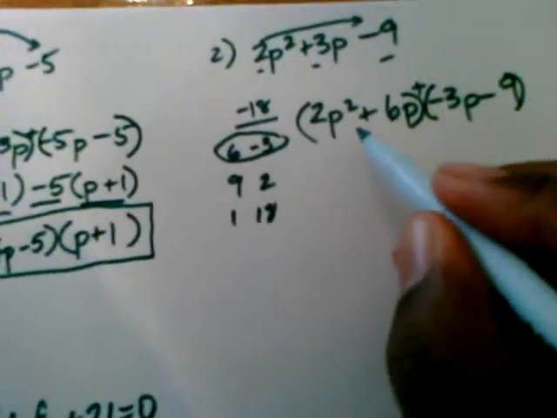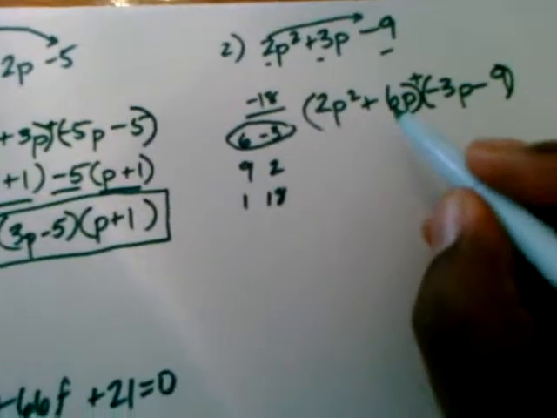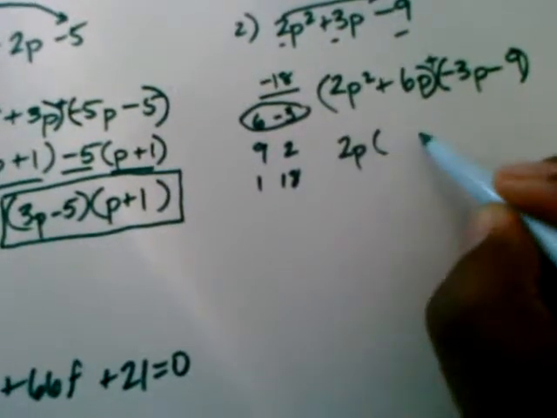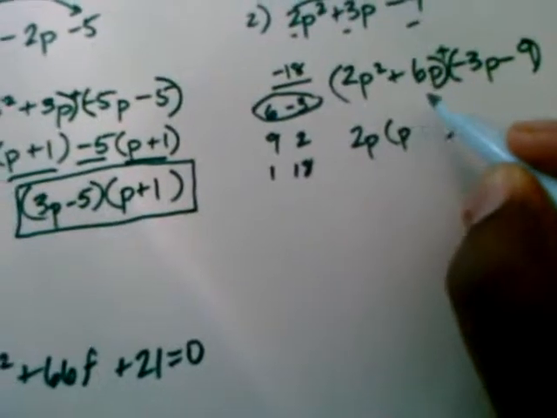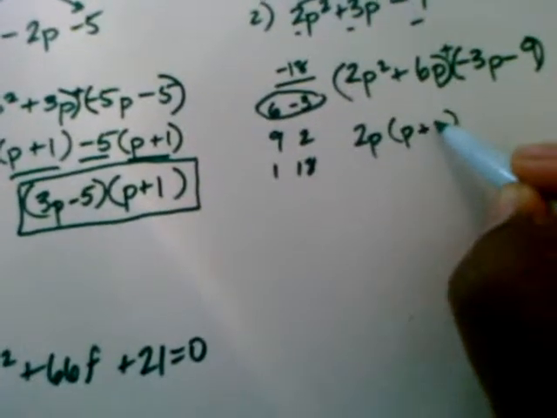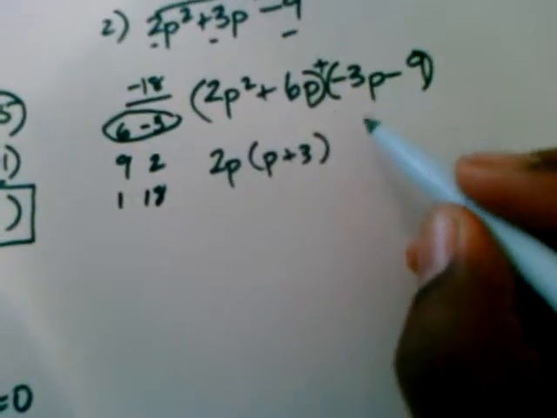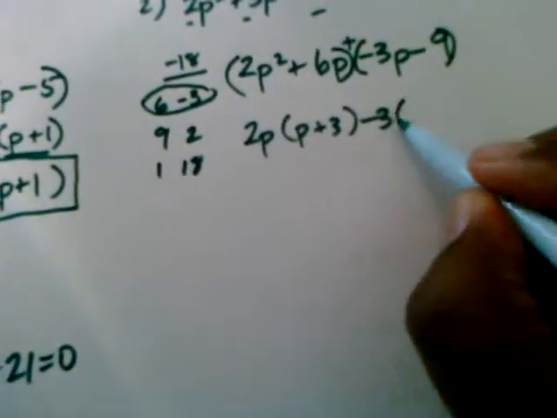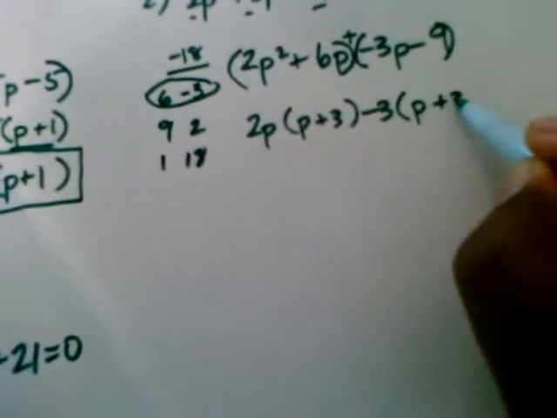Now, I'm going to see what they have in common. They have a 2 in common. 2 is a factor of 6. And they have a p in common. So I'm going to take out 2p. And I'm going to have p left over for that first term. And I'm going to have 3 left over for the second term. Good. I'm going to look here. I have a negative 3 in common. I'm going to have p left over for the first and a positive 3 for the second.